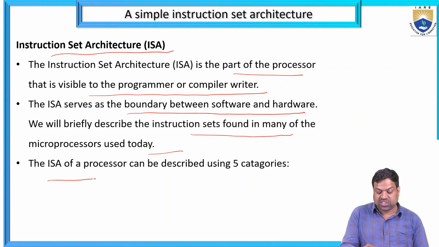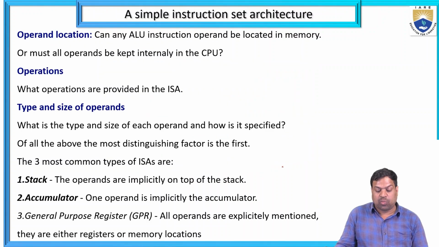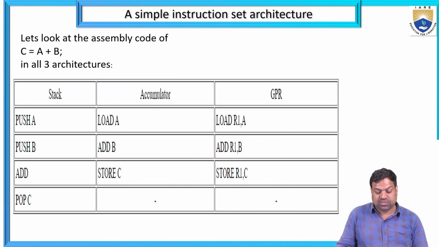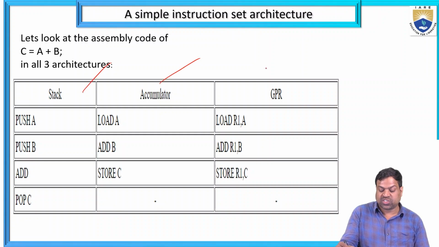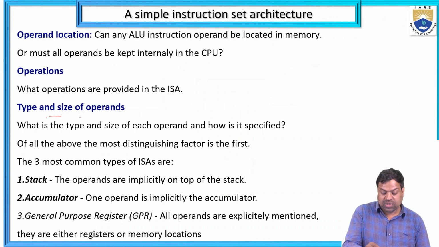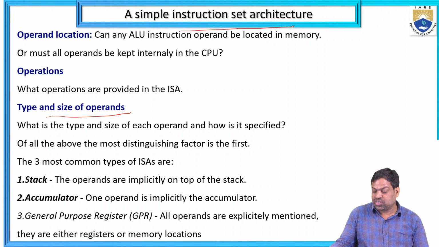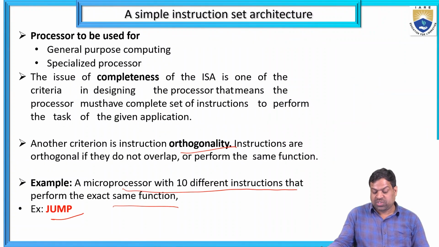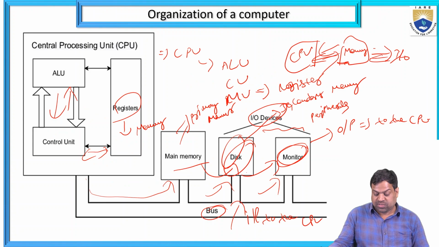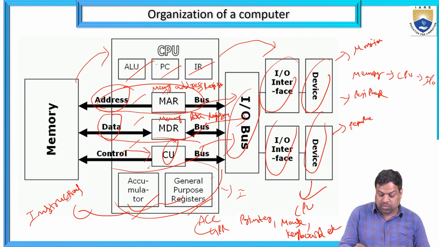And instruction set architecture is described in 5 categories. That is operand location, operation, type and size of operand, and stack. Just now we discussed stack, accumulator, and GPR. Okay, accumulator and GPR are types of instruction set architecture. So in the previous slide we discussed accumulator and general purpose registers as architectures.